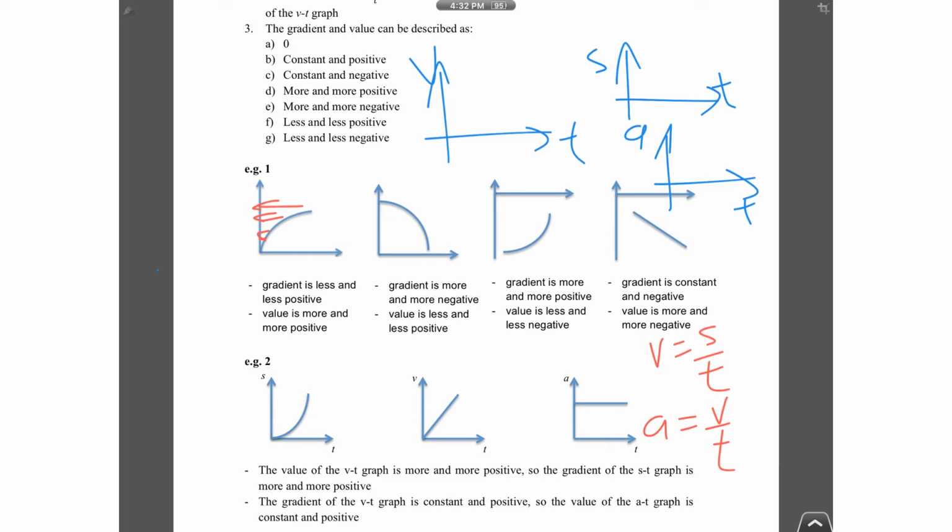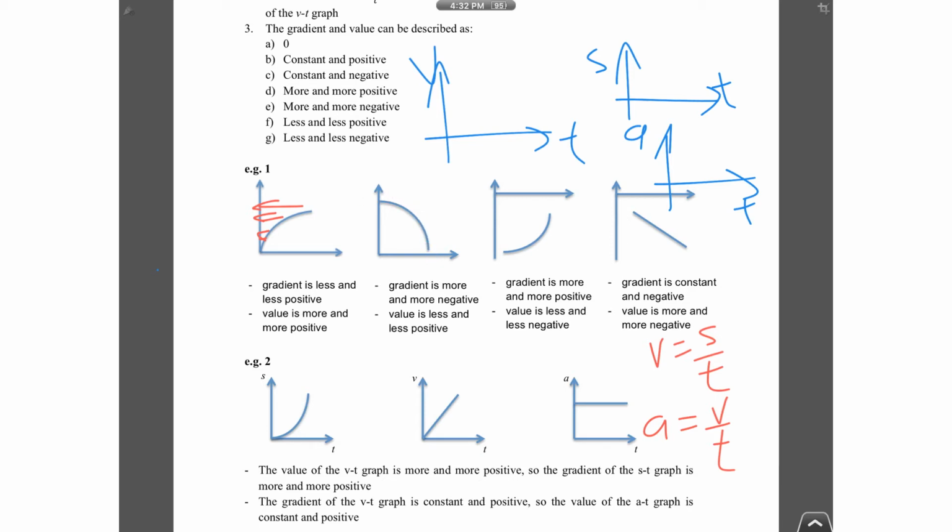Okay, another example. Let's look at this. Is the line pointing down or up? So we call the gradient negative, right? But is it a straight line? No, so it's not constant and negative. So imagine as you're climbing down the hill here, is it getting steeper for you or less steep?